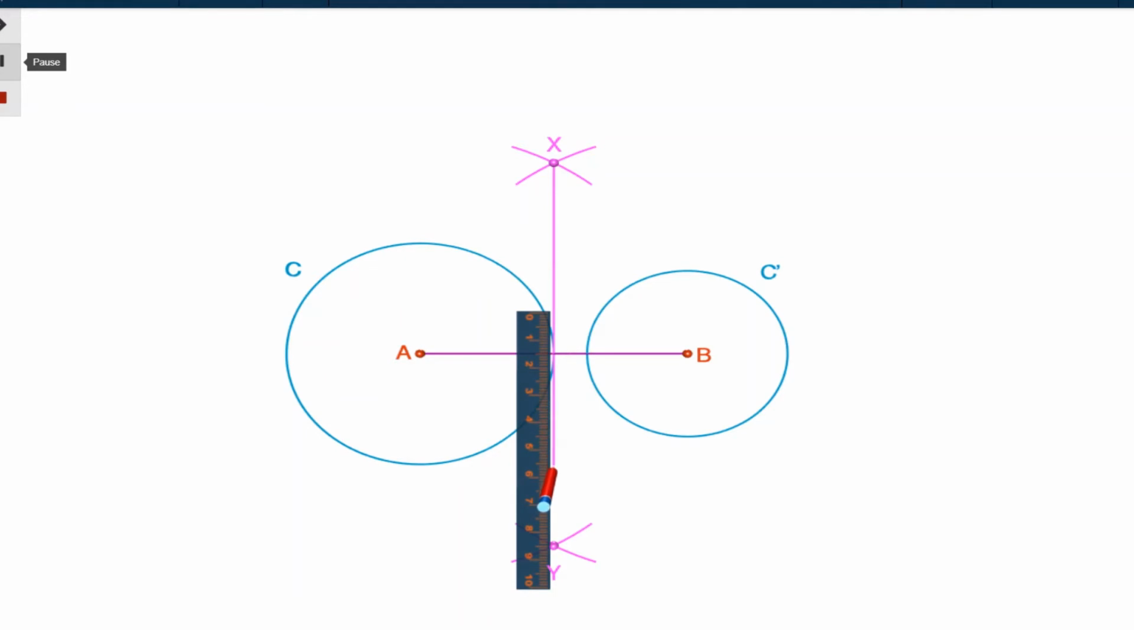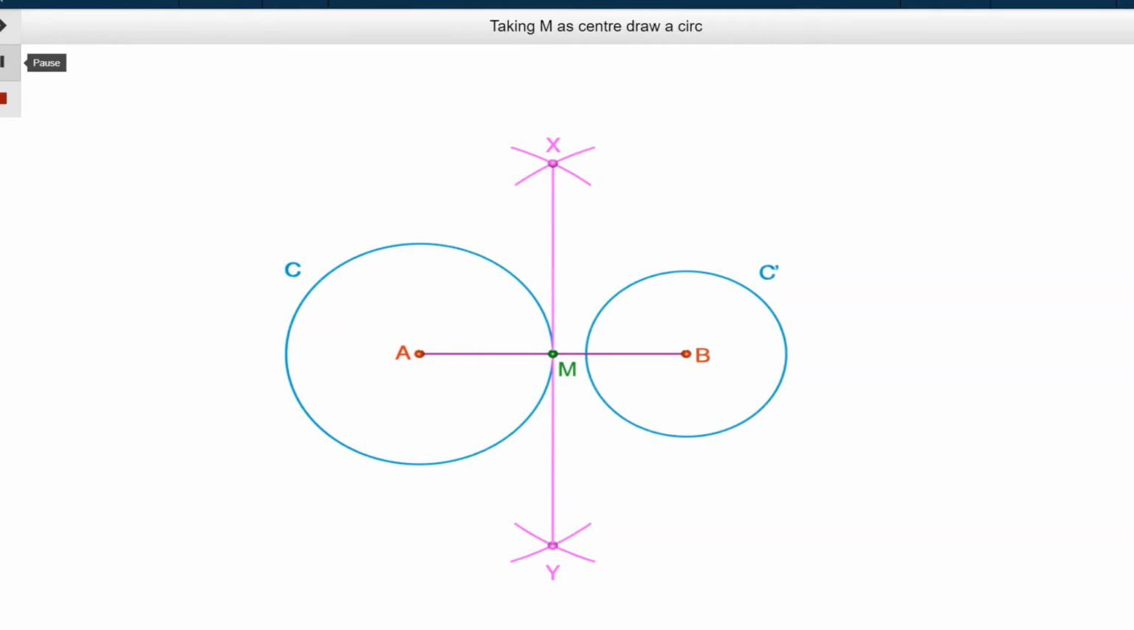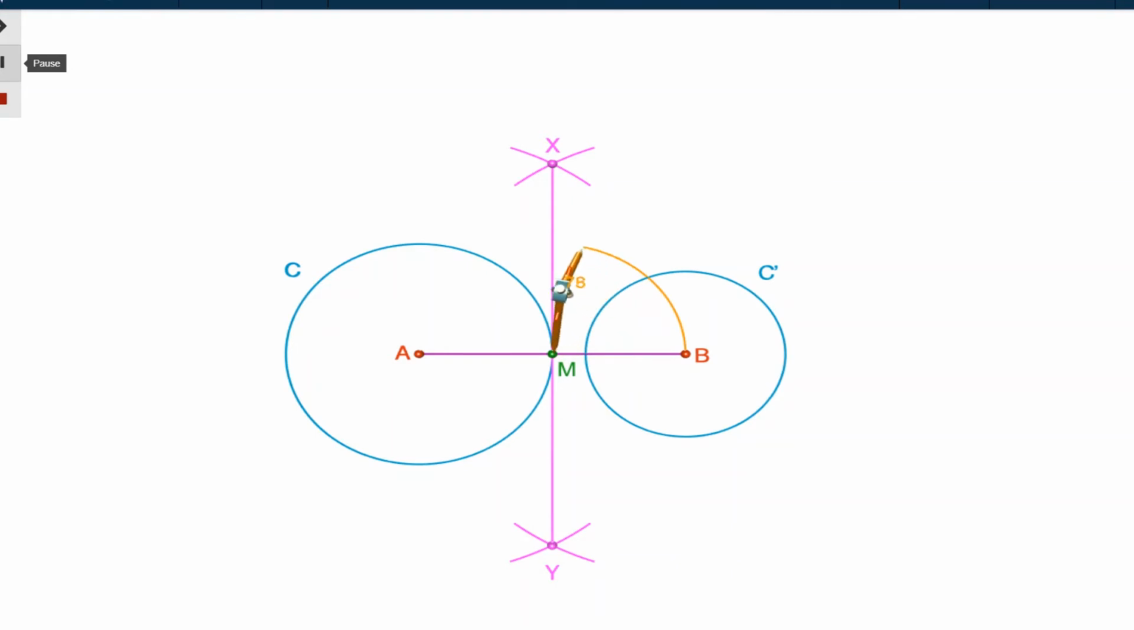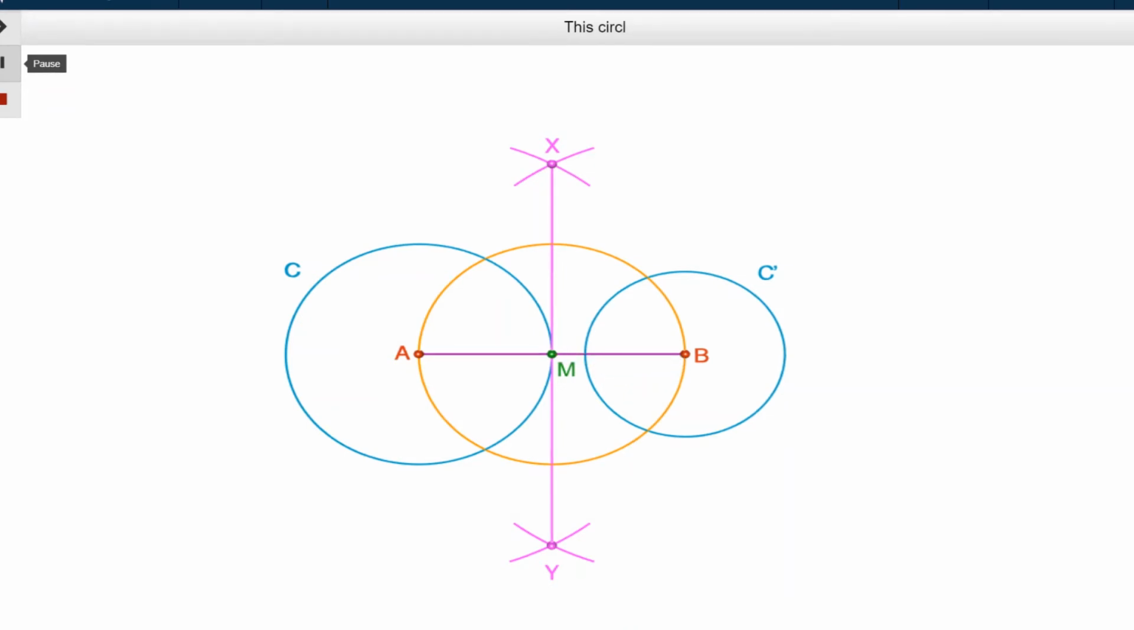So the perpendicular bisector is the line which bisects the line segment AB perpendicularly. XY is the perpendicular bisector line, and it intersects the line segment AB at some point. That point is M, and M is the midpoint. Now taking M as center and radius MA, draw a circle. So MA and MB are equal, because M is the midpoint, so this circle must pass through B and A.